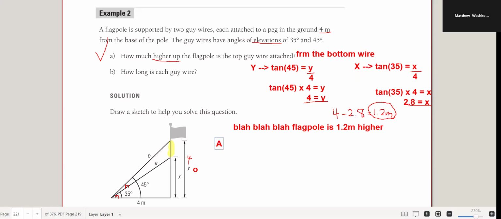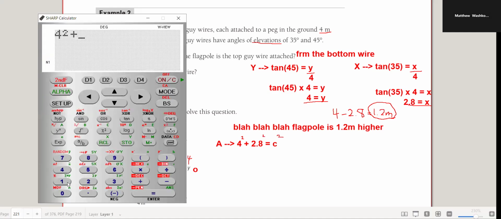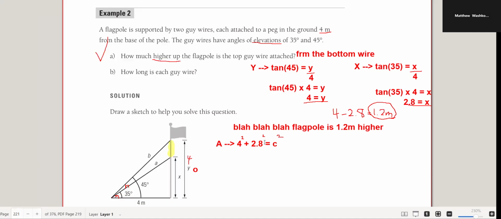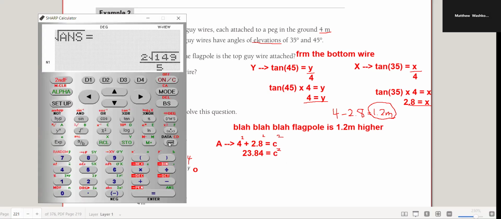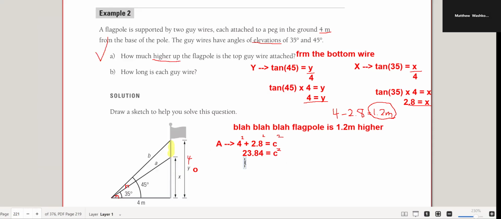So for question B, we're going to try and find A. Now, A squared plus B squared equals C squared. The A is my C in this case, the hypotenuse. So it's 4 meters squared plus 2.8 meters squared, since I said X was 2.8, is equal to C squared. 4 squared is 16, plus 2.8 squared gives me 23.84. So 23.84 is equal to C squared. Then all I have to do is take the square root of that, and we get 4.9. So 4.9 is equal to C.